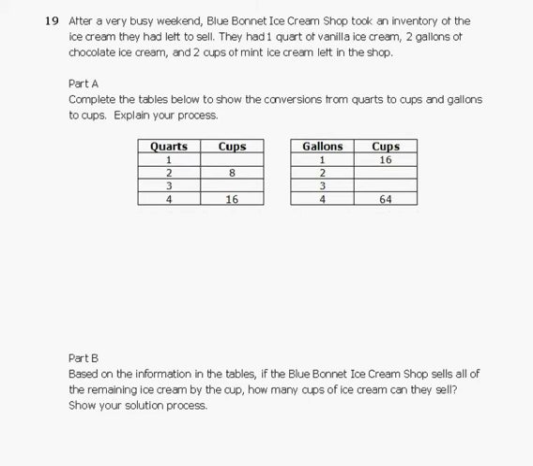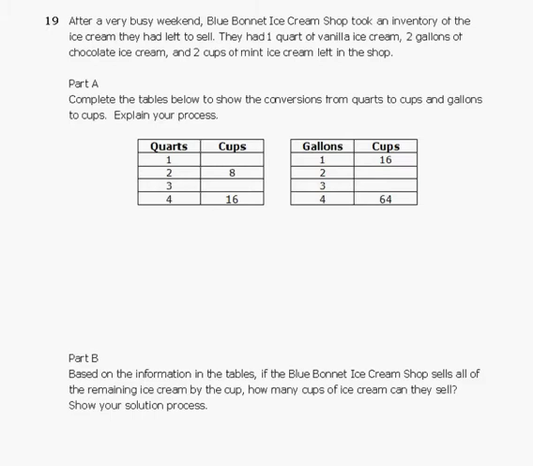Next question, question number 19. It says, after a very busy weekend, Bluebonnet Ice Cream Shop took an inventory of the ice cream they had left to sell. They had 1 quart of vanilla ice cream, 2 gallons of chocolate ice cream, and 2 cups of mint ice cream left in the shop. It says complete the table to show the conversions from quarts to cups and gallons to cups.